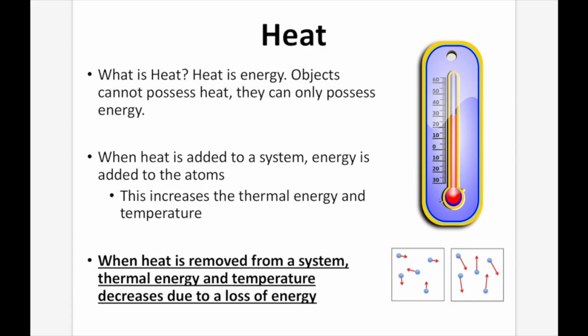When heat is added to a system, energy is added to the atoms. This increases the thermal energy and the temperature. When heat is removed from a system, thermal energy and temperature decrease due to a loss of energy. So in this case, from left to right, we're going to increase temperature by adding heat. And as we go from right to left, we're going to decrease temperature as we remove heat from the system.